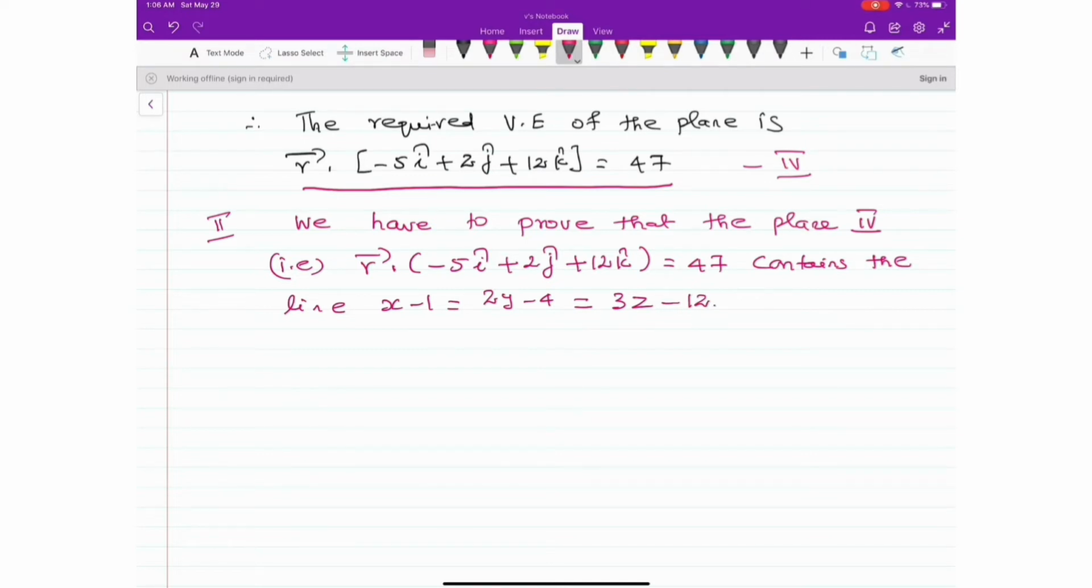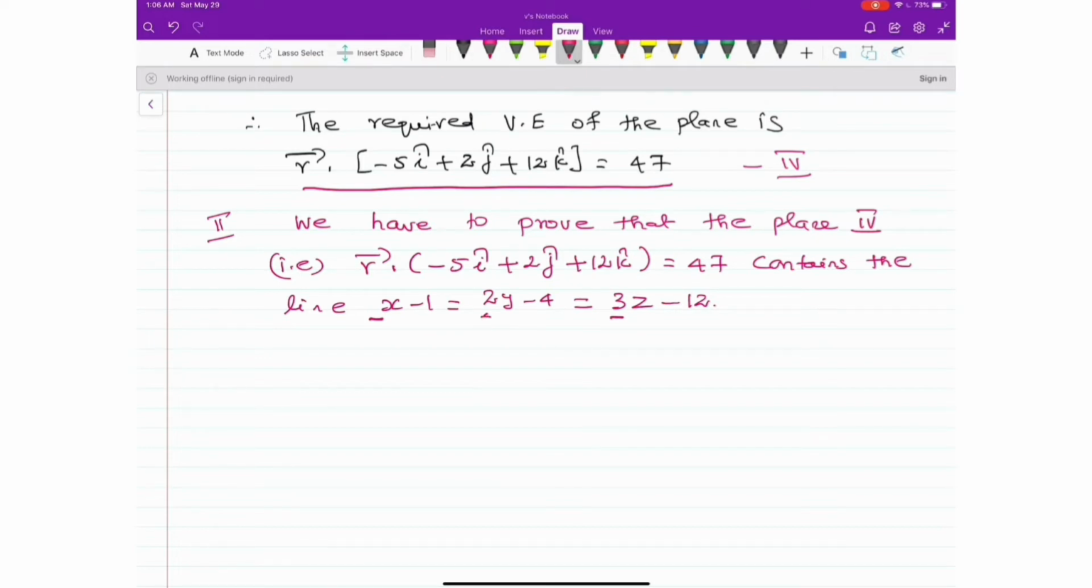If you look at the equation of the line, it is not in standard form. What do we mean by standard form? The coefficients of x, y, z all should be 1. Here the coefficient of x is 1, so no problem at all. But the coefficient of y is 2 and for z it is 3. We have to make that as 1.